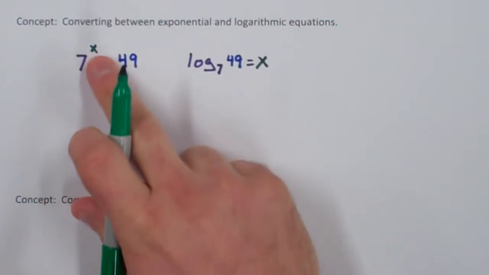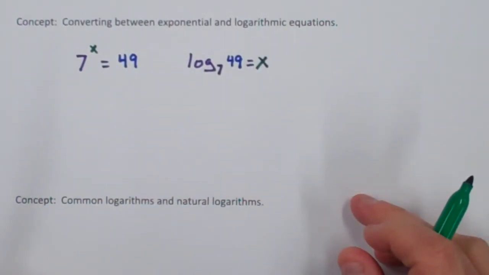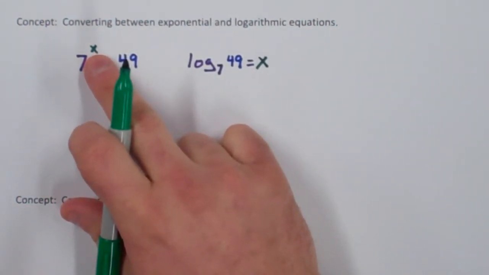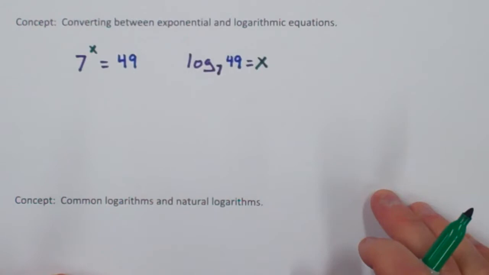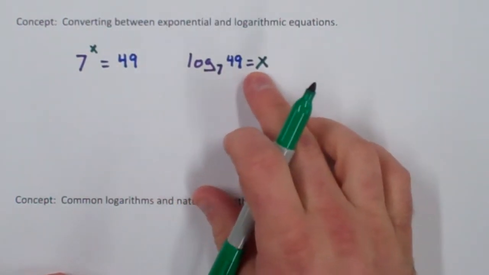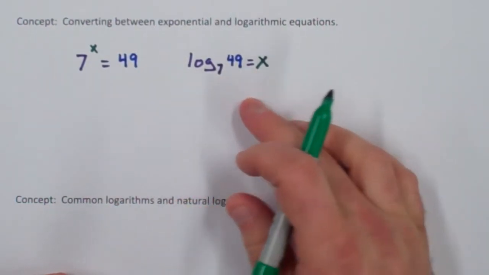You know it's 2. 7 squared is equal to 49, but let's say this number was something else. Let's say it was 40. It would be really difficult to find a good answer here for x because that value is not going to be a rational number. And so this notation allows us to find a more precise value using logarithms.